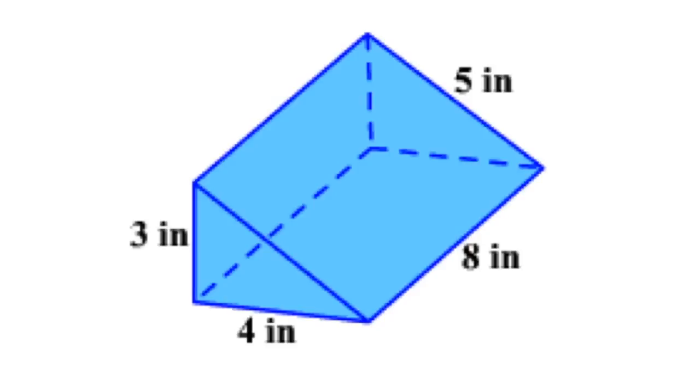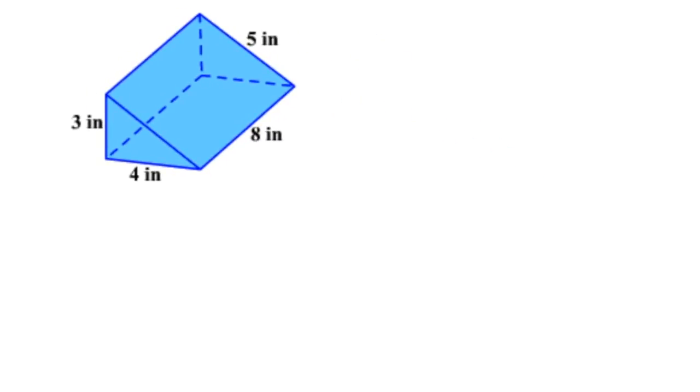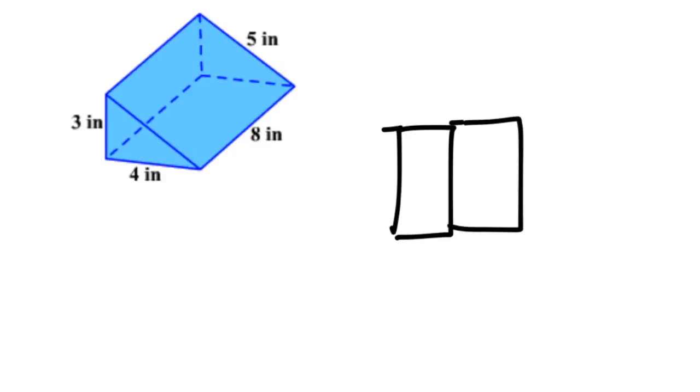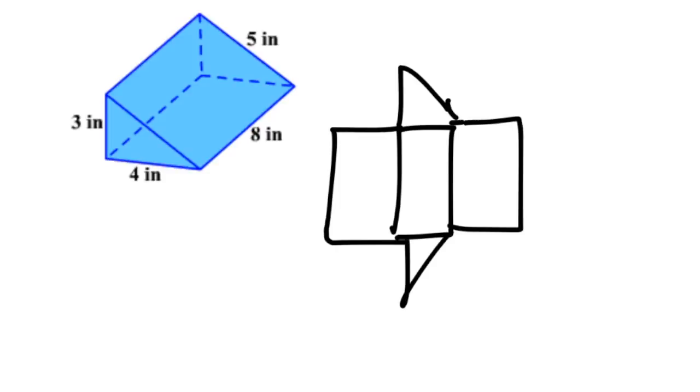Let's find the total surface area of this triangular prism. I think it's easier to draw out a net and find the area of each face and then add it up. So we got 3 rectangular sides and then 2 triangular sides. And when these were folded together, that should make a triangular prism. Let's find the area of the triangle.